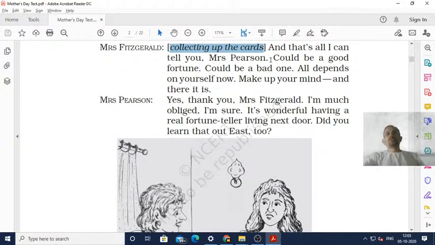That's all I can tell you, Mrs. Pearson. Could be a good fortune, could be a bad one, all depends on yourself now. Make up your mind, and there it is.